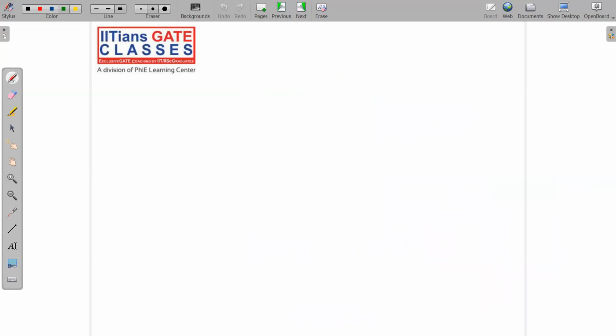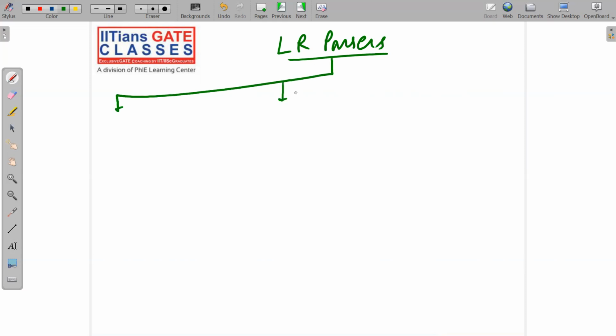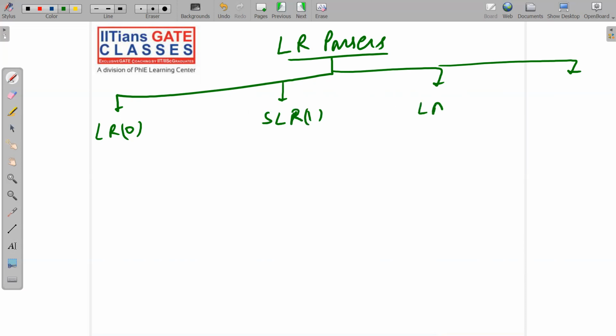So now we are going to start the next parser, that is LR parsers. LR parsers broadly are of four types. First is LR0, second is SLR1, third is LALR1, and fourth is CLR1. LR parsers are of four types.